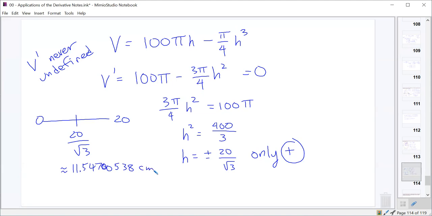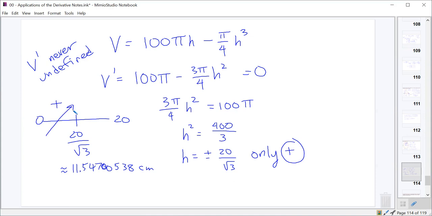So if we're going to plug something into our derivative here, it's less than 11. Let's go with something easy like 1. We plug in 1 here. We've got 100 pi minus 3 pi over 4. Now, clearly, 100 pi is more than 3 pi over 4. We end up with a positive value here, so our function is increasing.